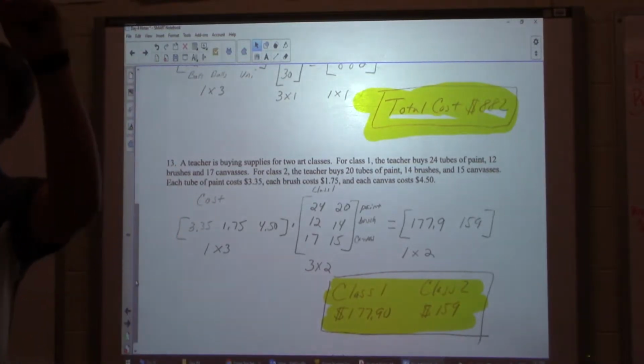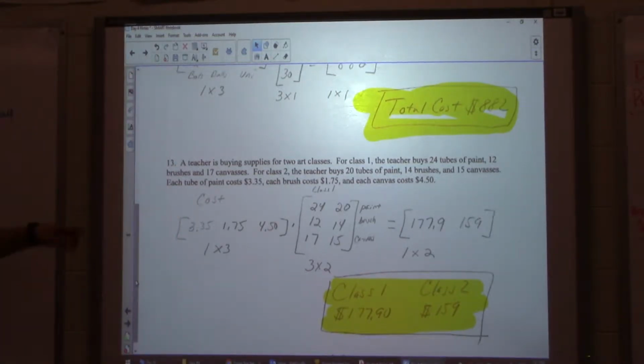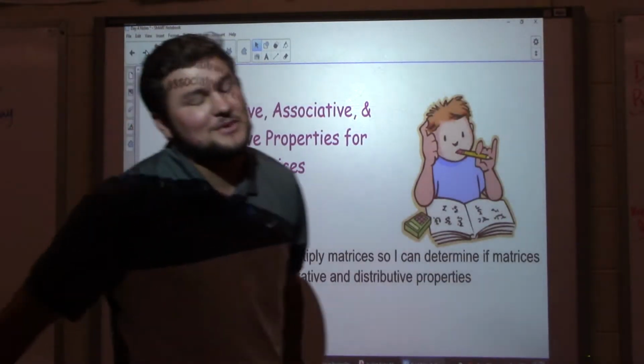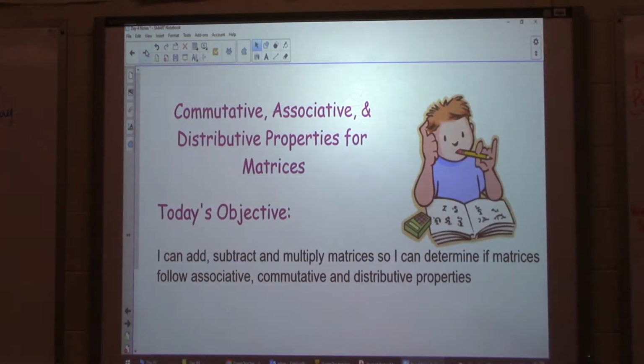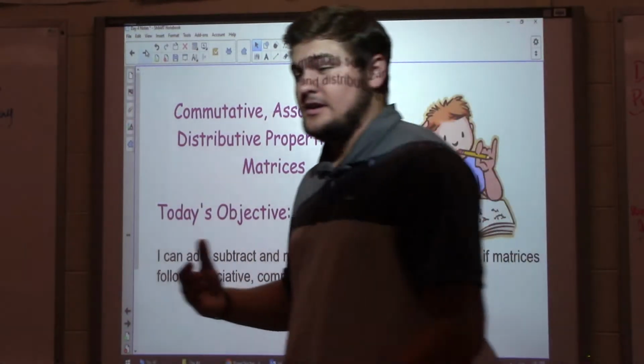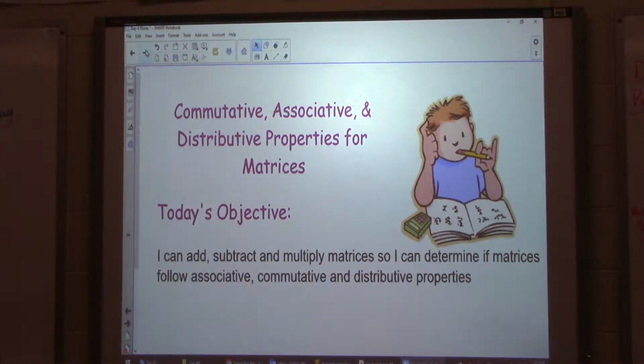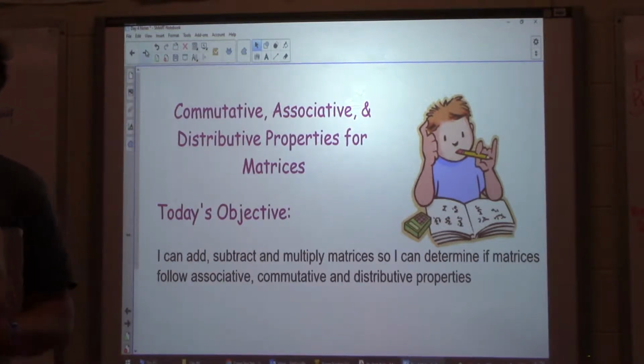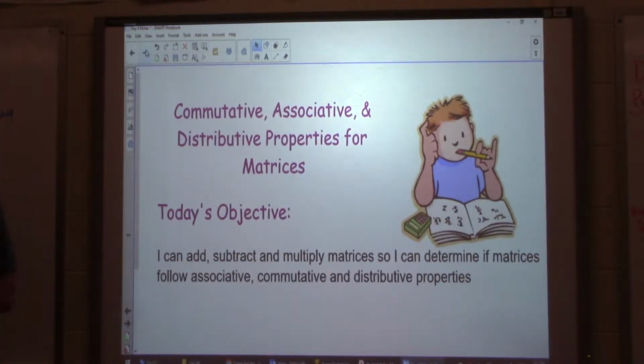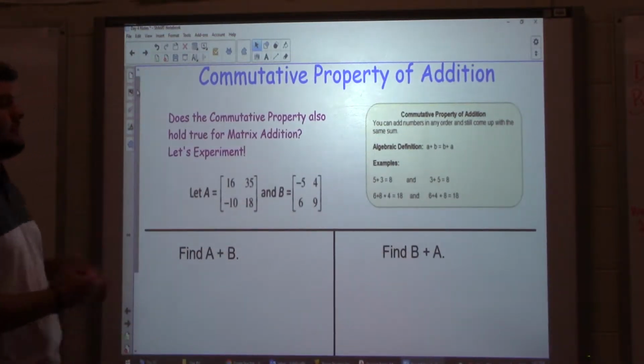All right. So today I'm hoping it's gonna be really easy. All we're gonna do is try and prove some properties that are true in what we've done in algebra before. So like the associative property, distributive property, commutative property. We're gonna try and see if those work with matrices. All right, that's all we're doing today. Should be pretty quick and painless.